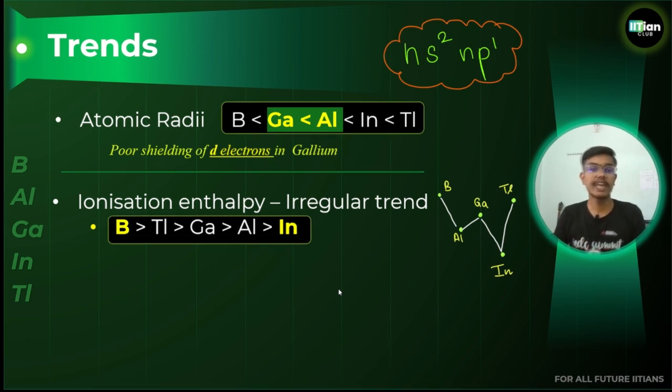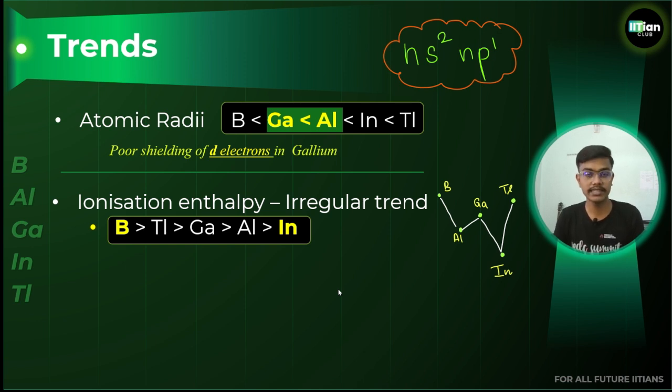You can note that indium has the least ionization enthalpy and boron has the highest ionization enthalpy. Ionization enthalpy is the energy required to remove the outermost electron. So the more it is attracted towards the nucleus, the tougher it is to remove, and you require higher ionization enthalpy.